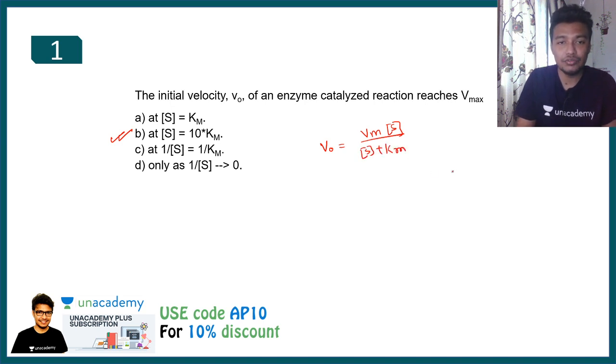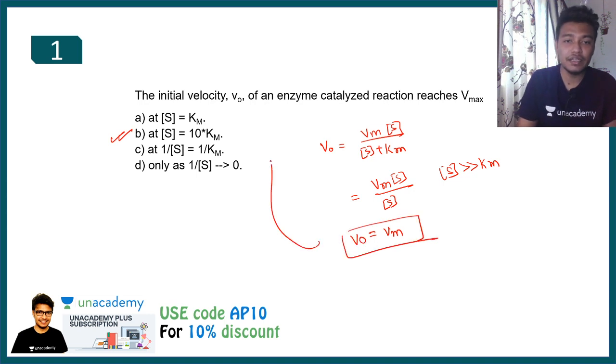Now in any situation when substrate concentration is much higher than Km, you can ignore the term Km, right? So then V0 becomes equal to Vmax, right? So that is why option B is the correct option, right?